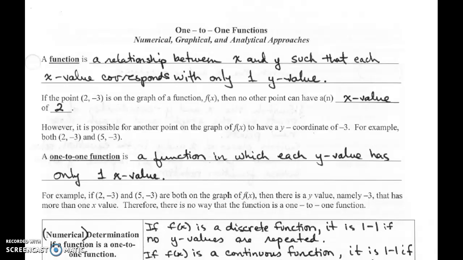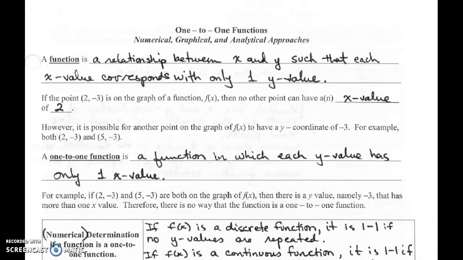So as a reminder, and we should understand this already, this first definition: a function is any relationship, sometimes we call it just a relation, between x and y values so that x never repeats. And that's where we get this statement where the x value only corresponds with one y value. So in other words, the x value does not repeat.